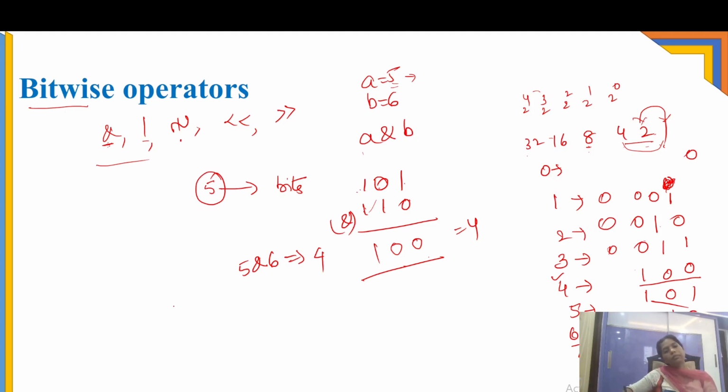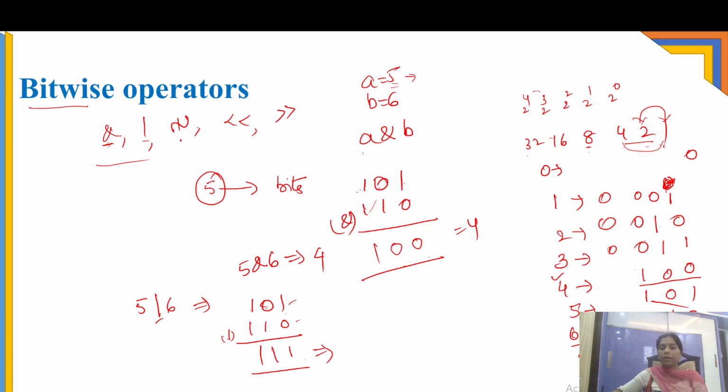In the same way, 5 or 6. OR means if any one of the bits is true, then the output will be true. So 1 0 1 is 5 and 1 1 0 is 6. With the OR operator, 1 0 1 OR 1 1 0 gives 1 1 1. If any of the bits is true, true meaning 1 and false meaning 0, the output will be true. 1 1 1 is the value 7. So the value of 5 or 6 is 7. In this way we have bitwise operators.